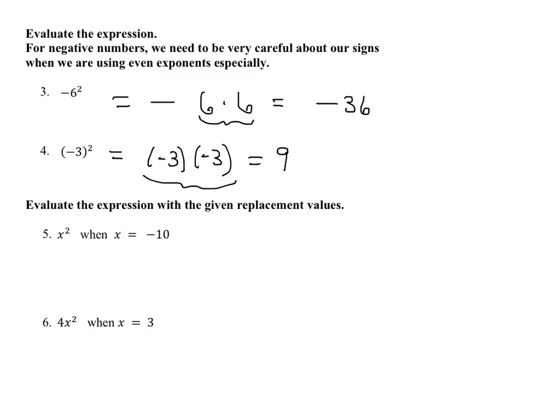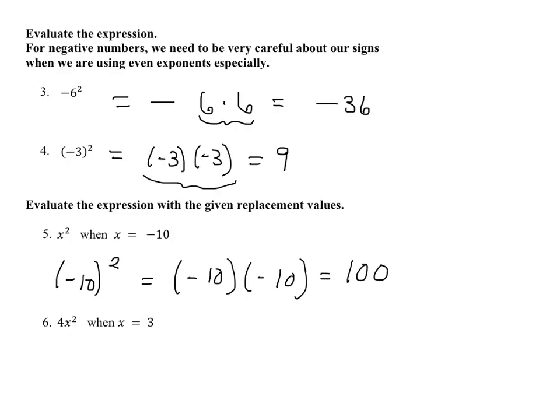This next one, number 5, you have a variable here. So I'm going to write an automatic shell and fill in what the variable is equal to. And again, we have the shell thing going on. So negative 10 times negative 10 written in the shell will be 100.